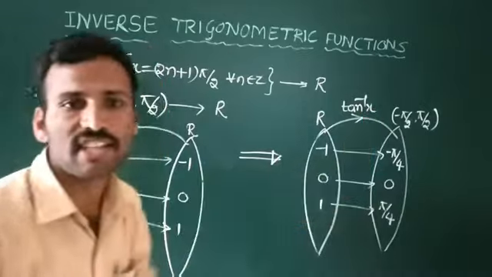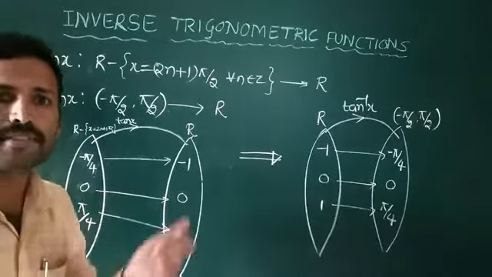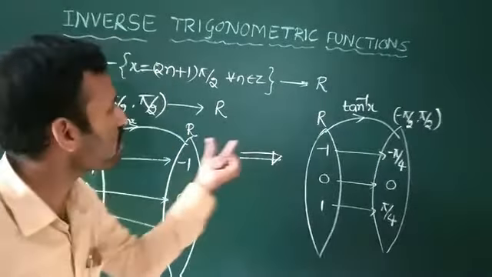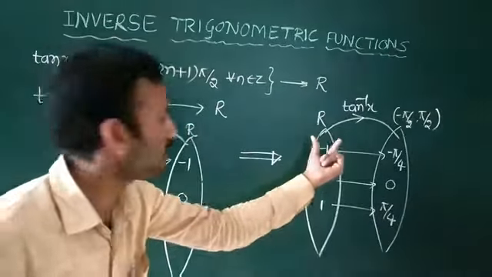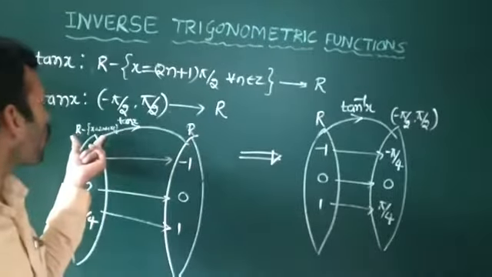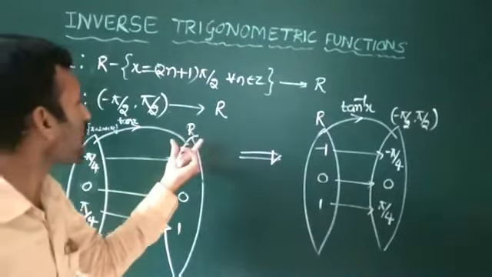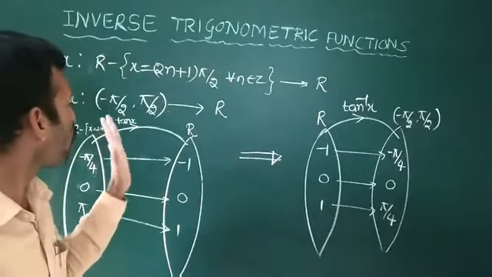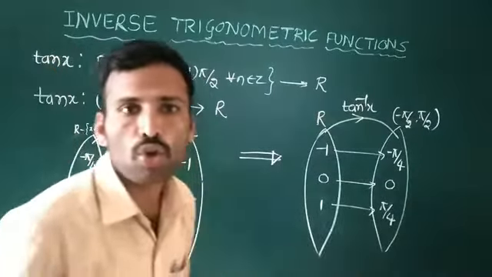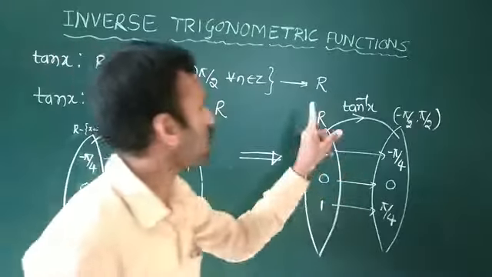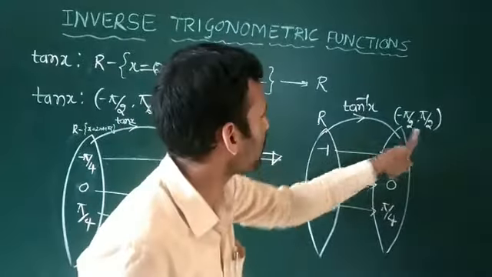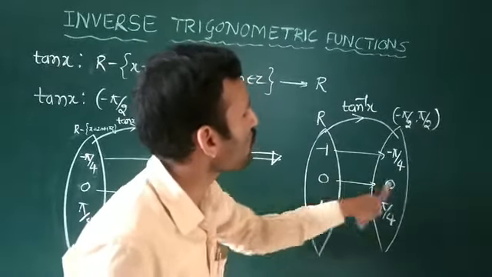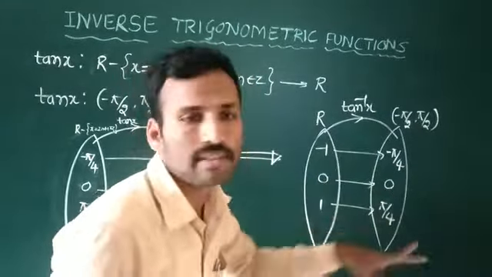For the inverse function, domain and codomain swap. That is, the codomain of the tan function, R, becomes the domain of the tan inverse function. Then the domain of the tan function becomes the codomain of the tan inverse function, that is, minus pi by 2 to plus pi by 2. So tan inverse of minus 1 is minus pi by 4, tan inverse of 0 is 0, and tan inverse of 1 is pi by 4.